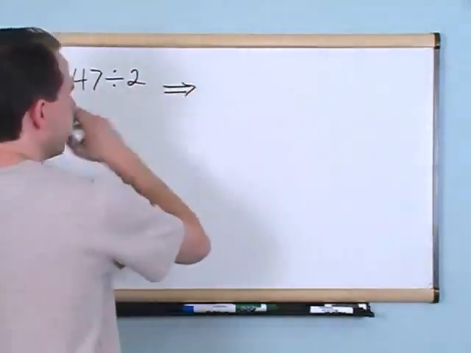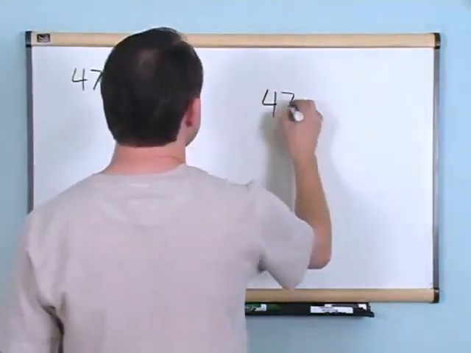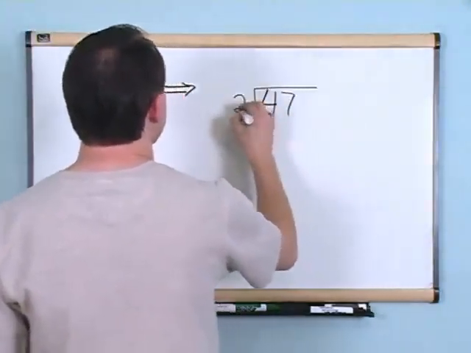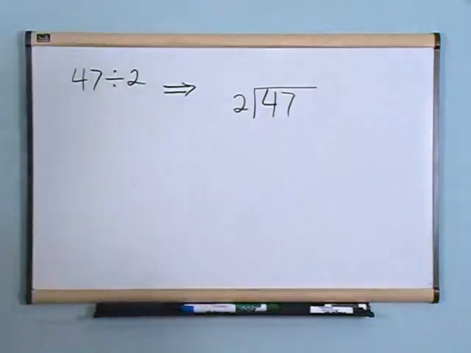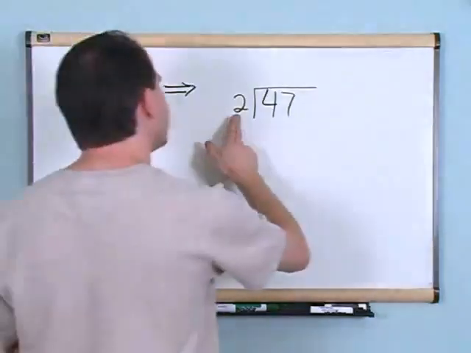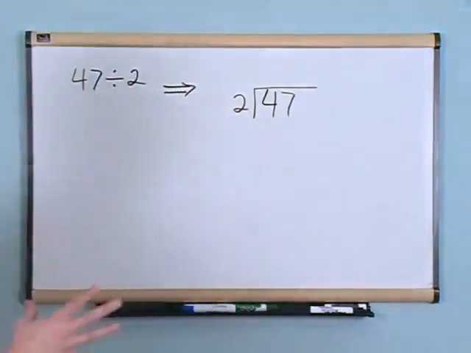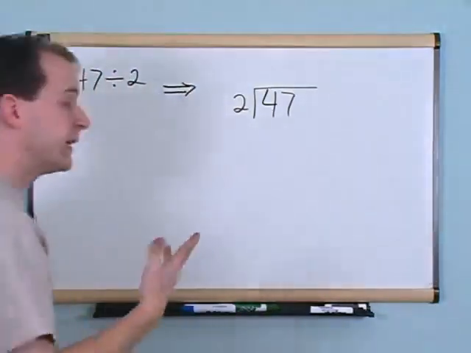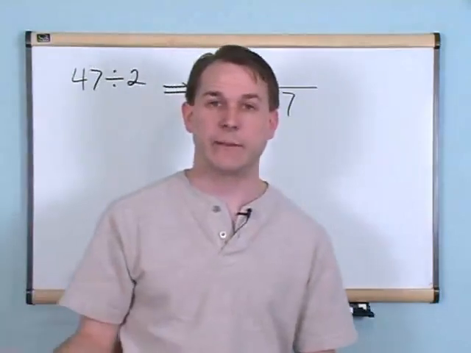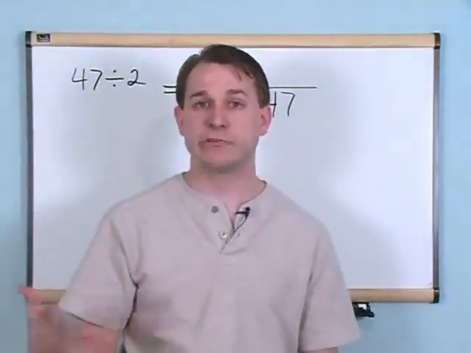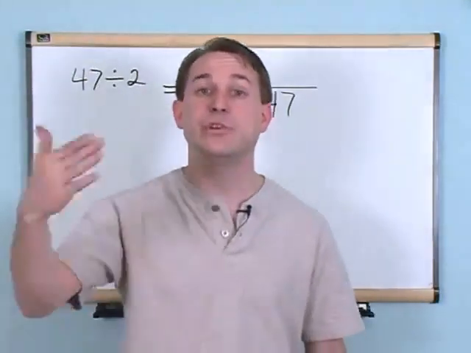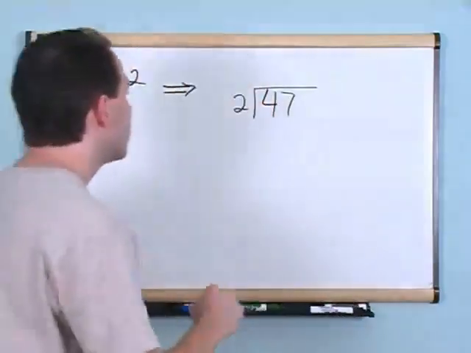Well, the first thing you do is you rewrite this problem and you put 47 underneath the house and 2 on the outside. Okay, just like this. Now what you're doing is you're trying to divide 2 into 47. Certainly, I don't know off the top of my head how many times 2 is going to go into 47, so I'm going to show you the method that you use to do this.